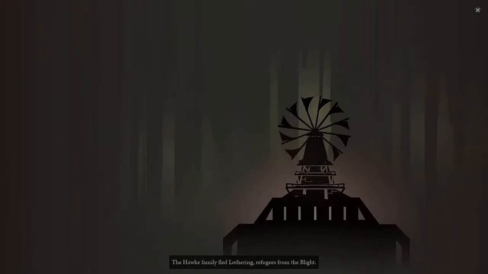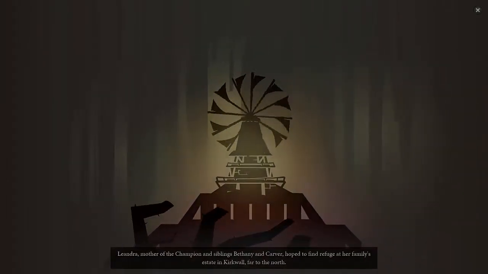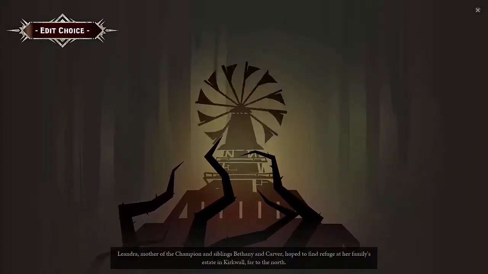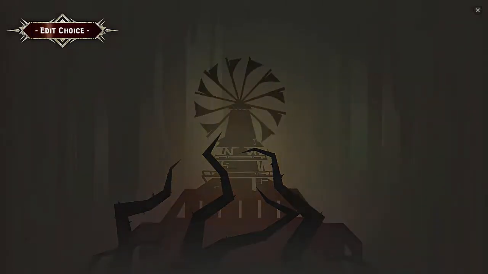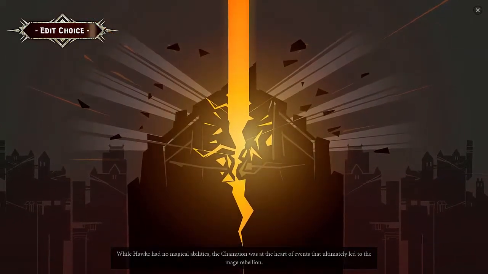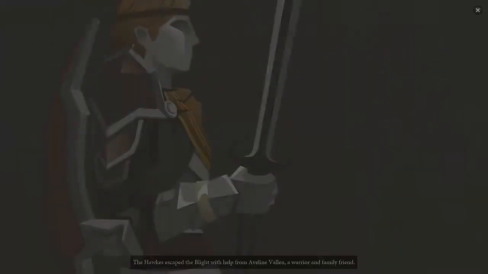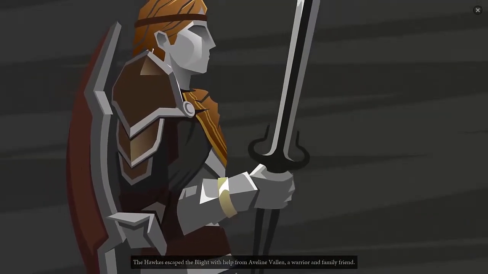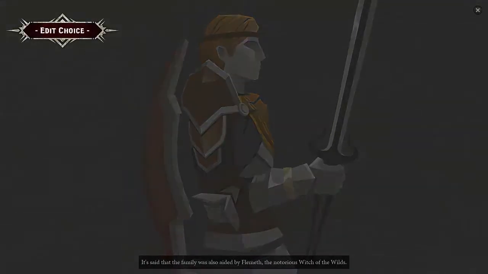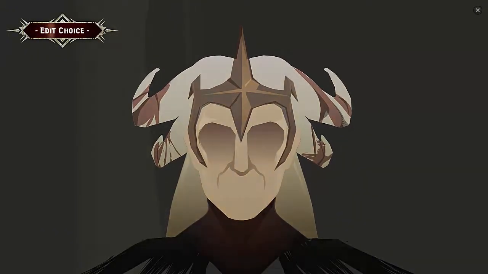The Hawke family fled Lothering, refugees from the Blight. Leandra, mother of the champion, and siblings Bethany and Carver hoped to find refuge at her family's estate in Kirkwall, far to the north. While Hawke had no magical abilities, the champion was at the heart of events that ultimately led to the Mage Rebellion. The Hawkes escaped the Blight with the help of Aveline Valen, a warrior and family friend. It's said that the family was also aided by Flemeth, the notorious Witch of the Wilds.